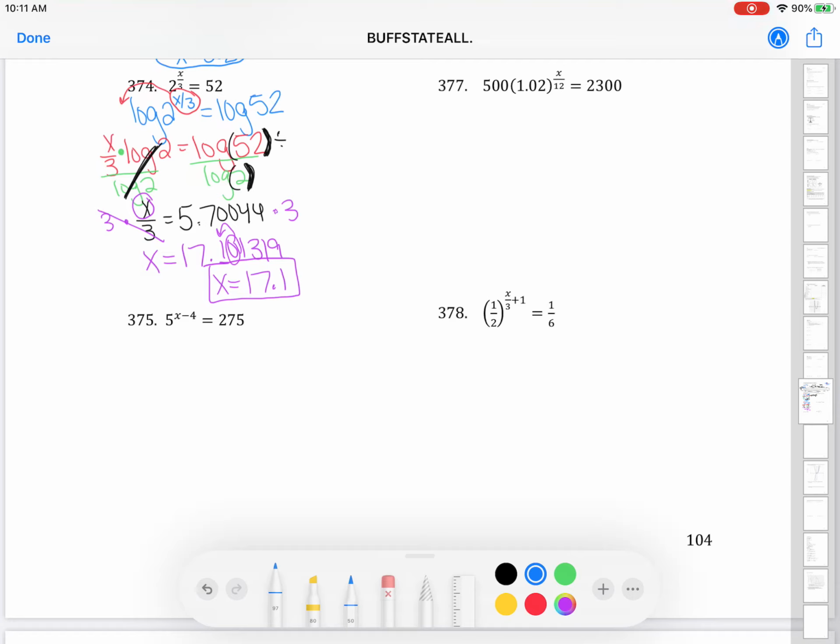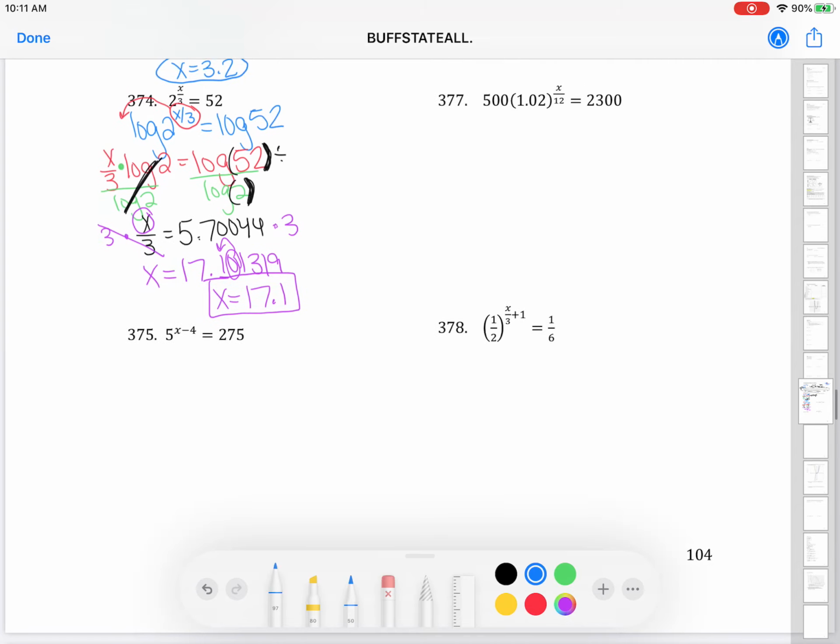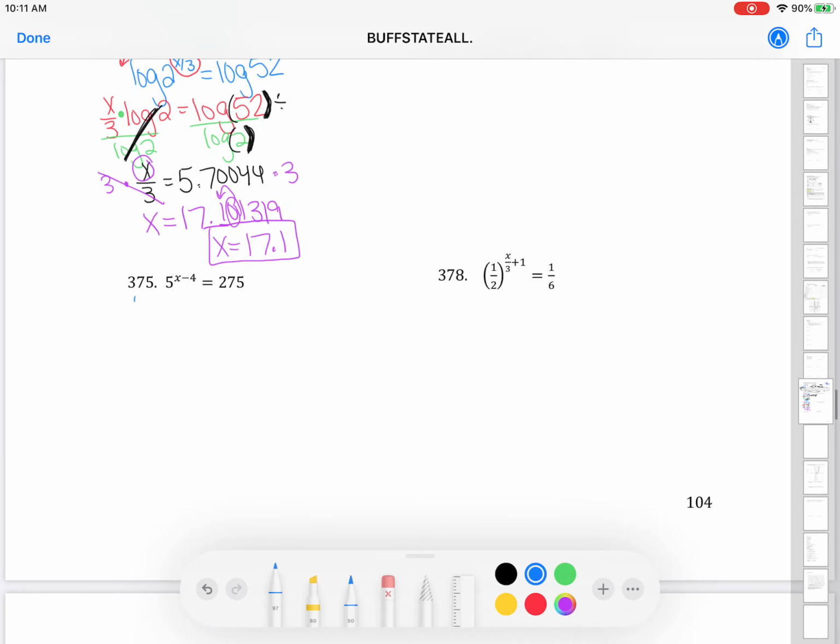What's nice about the log method is there's really not much thinking. It's just remembering this process. You don't have to try and figure out what the common bases are. You just have to know your first step is to write the word log on both sides. That's it. So for this one, 375, my first step is going to be writing the word log in front of both sides.